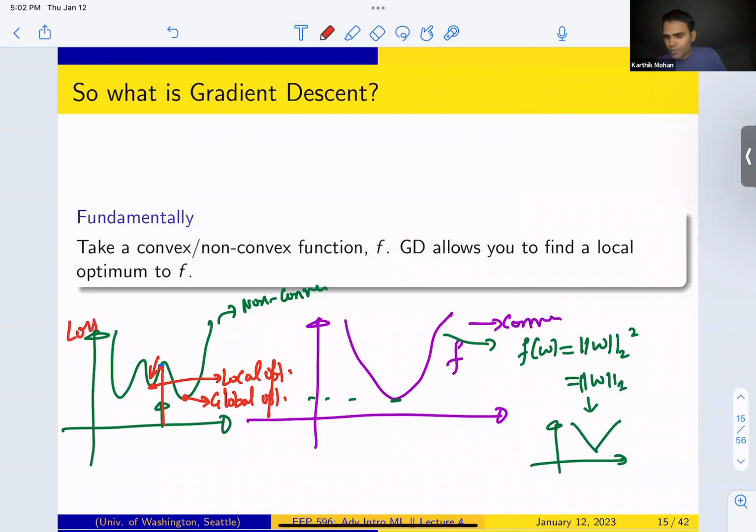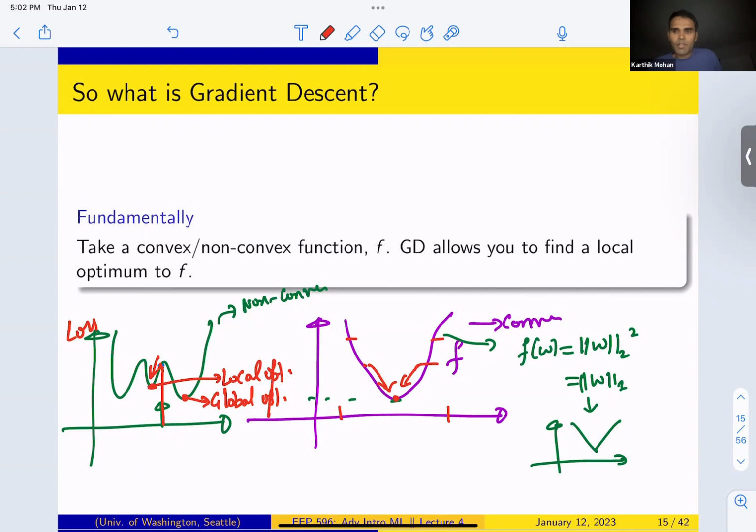So the loss function is the lowest here. But because I started here, I might converge to a local optimum, which is here. So with a convex function, you don't have that issue. Doesn't matter where you start. I start here, here, here, here, here, here. I'm always converging to a global optimum because there's only one global optimum for convex functions. So that's like a technical detail.